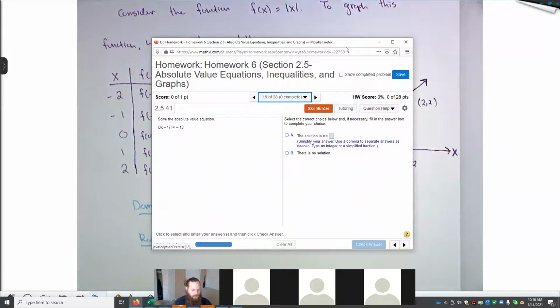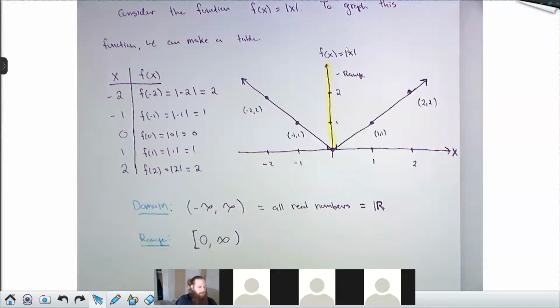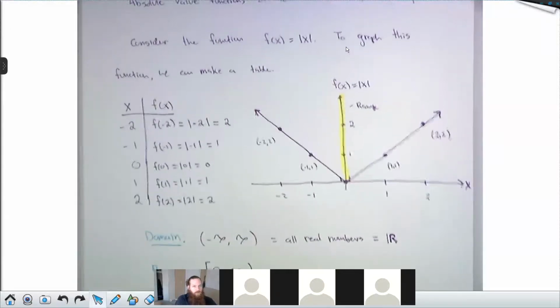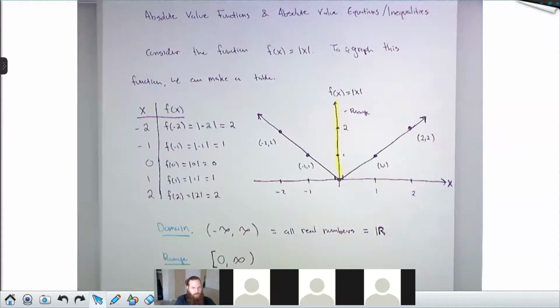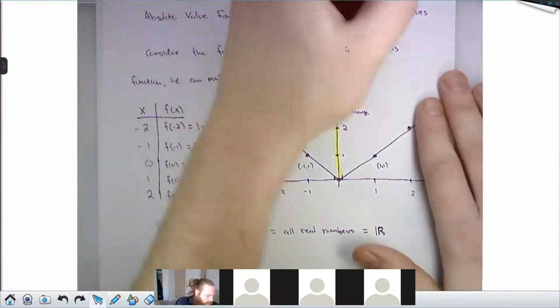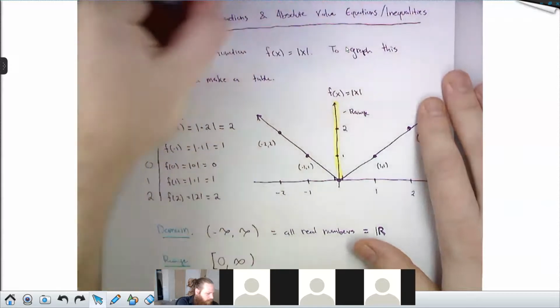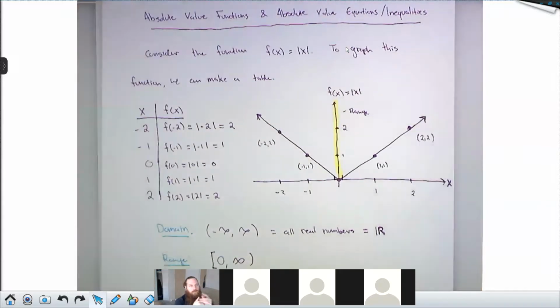Yeah, we're going to need to do this too. Okay. Any questions on this fellow before I move on to something a little bit more complicated? So next I'm going to show you how to graph a more complicated absolute value function, and then we're going to talk about equations and inequalities. Any questions on how we got this graph, how we got the domain, how we got the range?